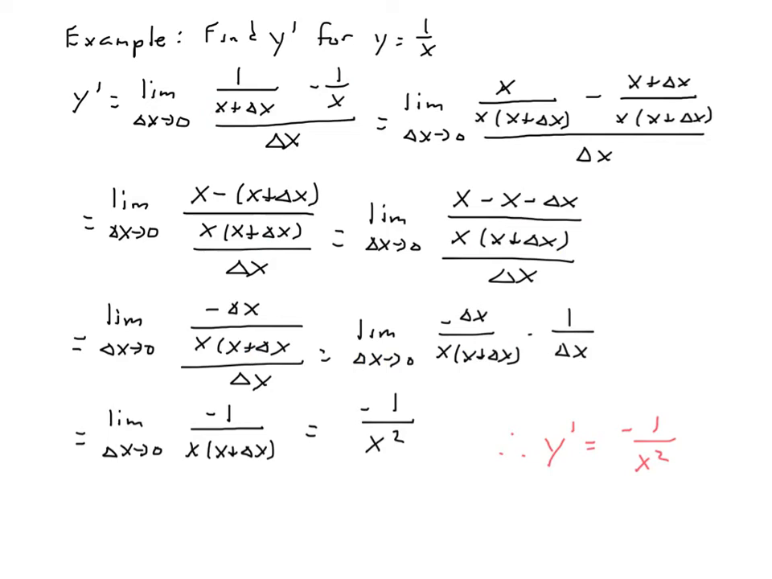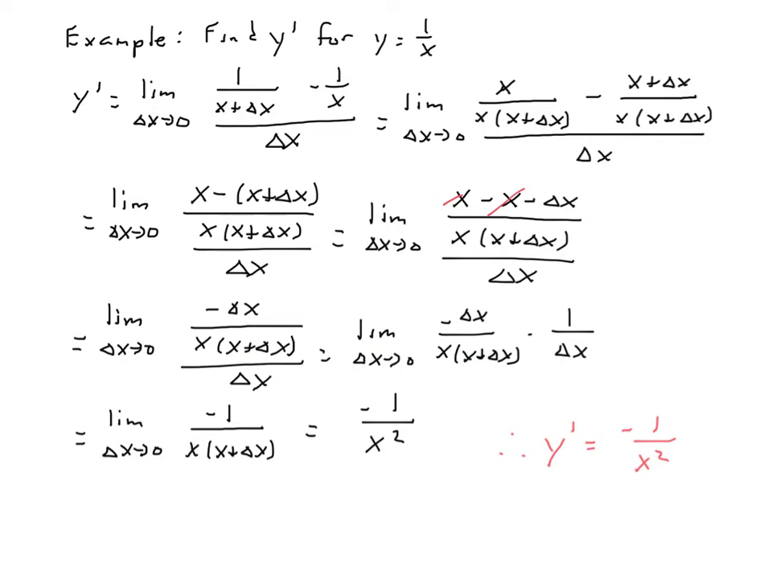Simplifying that further, these two x's will end up canceling each other out. What I'm going to be left with now is negative delta x all over x times x plus delta x, and let me close that parenthesis off, all over delta x. Remember, dividing by that delta x is the same as multiplying by 1 over delta x.